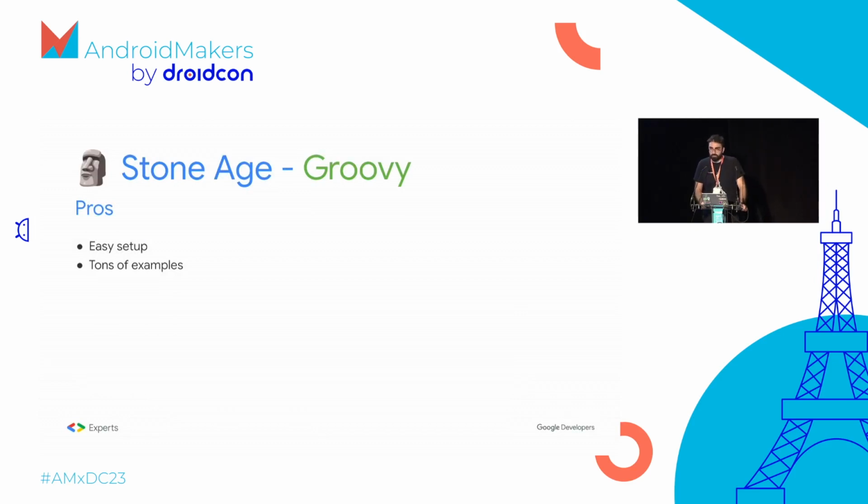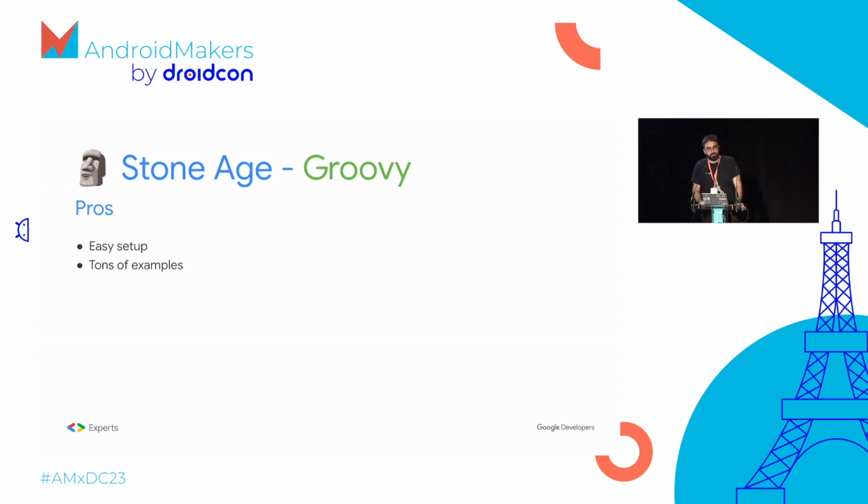Without further ado, let's do some history recap. So we all remember the old Groovy scripts, basically the Stone Age, and let's compare it and see what the pros and cons of this approach are. The first thing is that it is very easy to set up. By default, all the Android Studio project templates were configured that way until now.